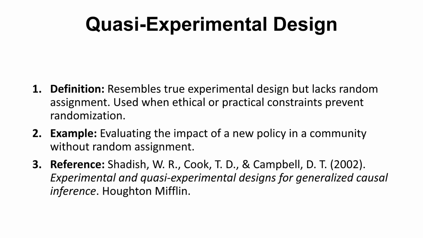Then we have the quasi-experimental research design, which resembles true experimental design, but lacks random assignment of the respondents or cases to the groups. So it is used when ethical or practical constraints prevent randomization, or sometimes when we are afraid of respondent or participant attrition or dropout. Examples include the impact of a new policy in a community without random assignment.